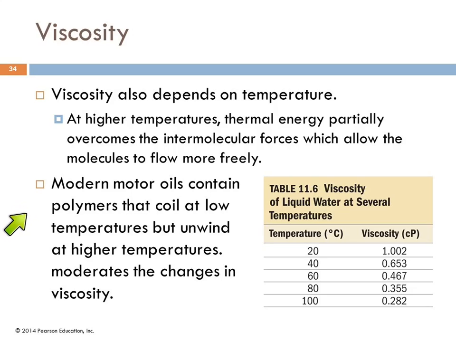So modern motor oil, they have polymers in there that will coil up at high temperatures to increase the viscosity, but then at low temperatures they unwind so that they're not increasing the viscosity. And this allows your oil to maintain a more constant viscosity even through very low temperatures and very high temperatures.